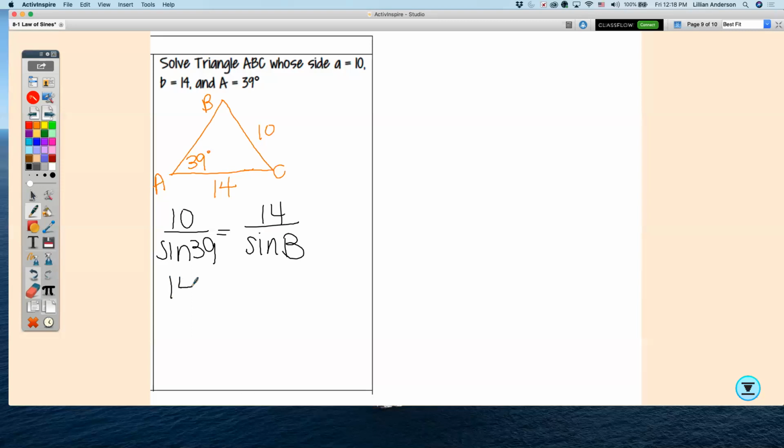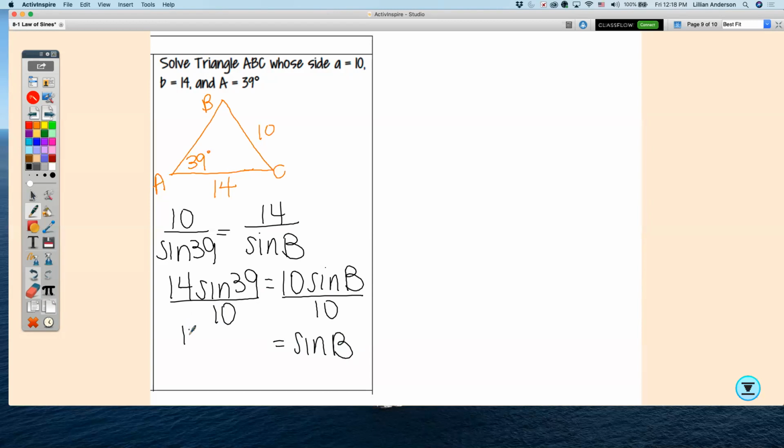Gonna cross multiply. I'm gonna divide both sides by 10. Of course, there's gonna be some decimal. And then to find angle B, I'm gonna have to do the what? To get B by itself, how do I get rid of that sine? I have to do the sine inverse of that entire fraction. That's how I get rid of the sine.